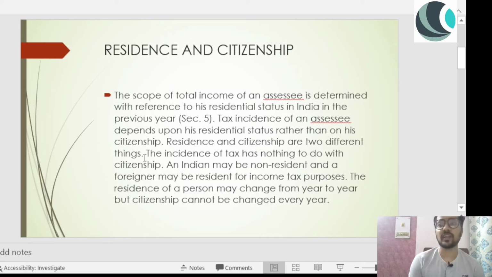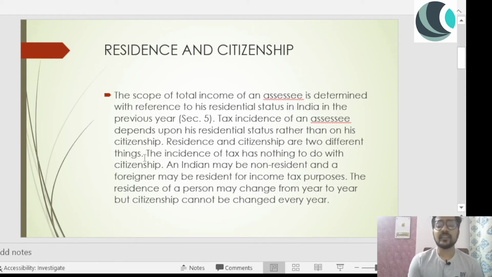As I told you, I am holding an Indian passport, I am an Indian citizen, but I am residing in the UK for a while. So I am a resident of the UK, but I am a citizen of India. And on the contrary, there is someone who is living in India, like a UK citizen for a while. So they are residing in India and they will be paying taxes to the Indian government.